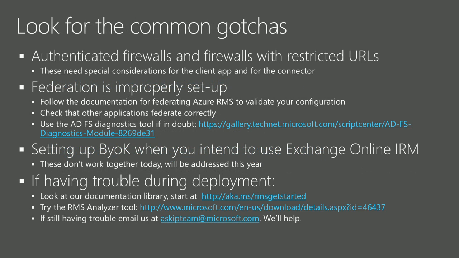Finally, a few gotchas. Authenticated firewalls. I still do not understand why people use them, but I guess it's keeping hackers away from the internet. I never understood the idea. But if you're using them, you need some special considerations. We have documentation of how to configure your application to use an authenticated firewall, but if you're trying to use the RMS sharing app and it doesn't work, 90% of the time the problem is with authenticated firewalls.